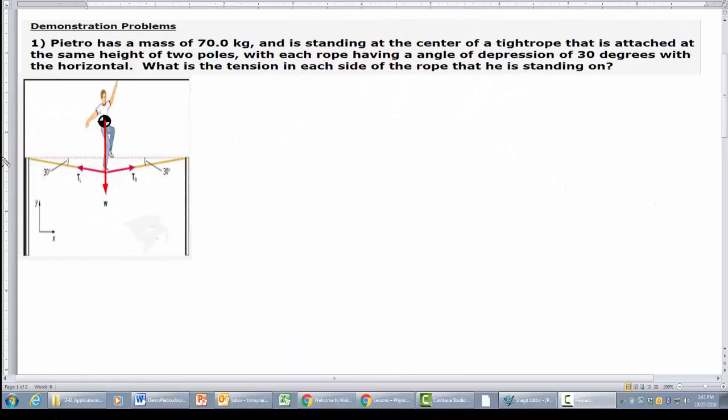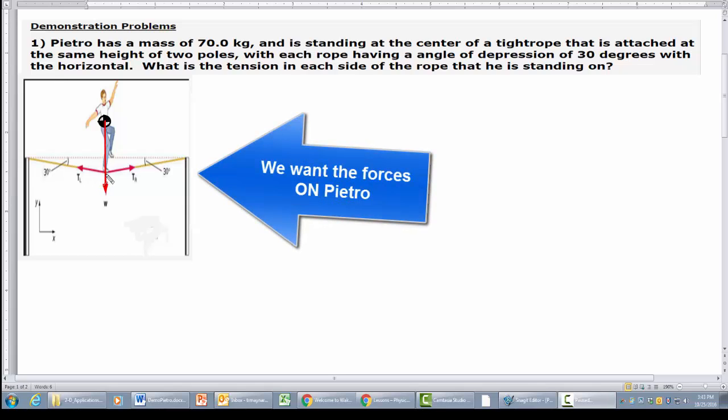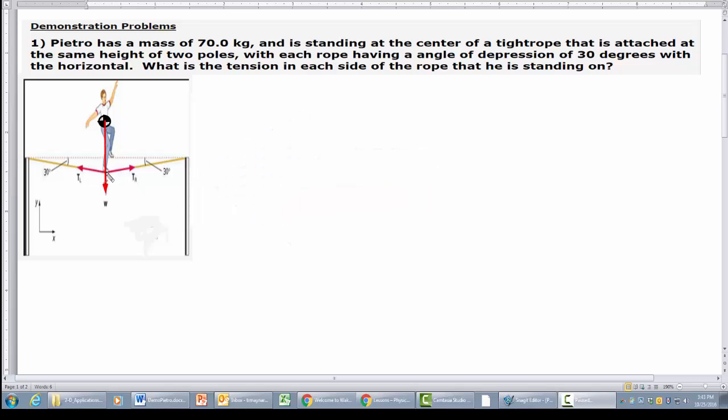Let's examine the forces on Pietro. First of all, look at the contact forces. He's standing on the rope, so the rope touches him. T sub R represents the tension in the rope on Pietro's foot to the right, and T sub L represents the tension by the rope on the foot to the left. The field force is the gravitational force, or the weight, which is applied at Pietro's center of gravity.